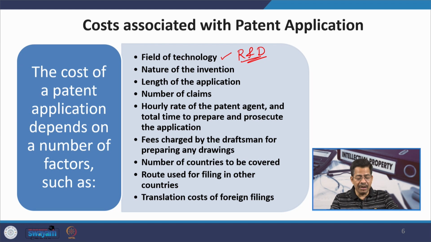Nature of invention. Whether you are doing provisional patenting or full patenting, that is the nature of invention, whether it is at the early stage or you have complete data available with you. Length of the application, how many claims you are having. Sometimes your cost of patenting changes because of the number of claims also.